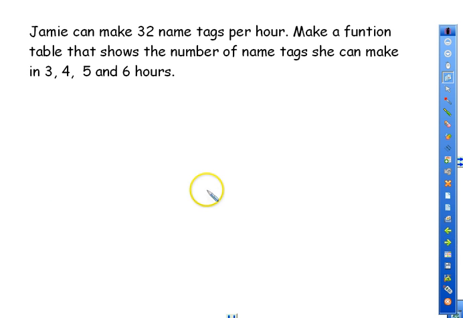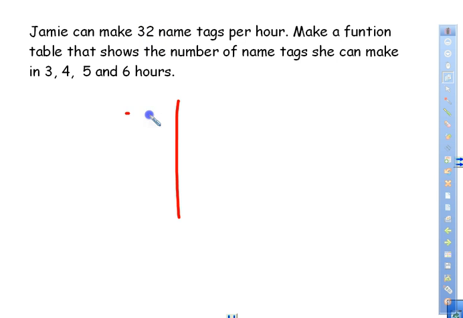Again, if you're having questions, please make sure you are writing this information down. Make a function table that shows the number of name tags in 3, 4, 5, and 6 hours. So go ahead and see if you can make a function table for this. Go ahead and hit pause. All right, it says Jamie can make 32 name tags per hour. Make a function table that shows the number of name tags that she can make in 3, 4, 5, and 6 hours. 32 name tags per hour.